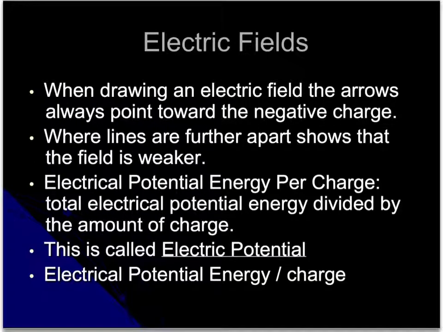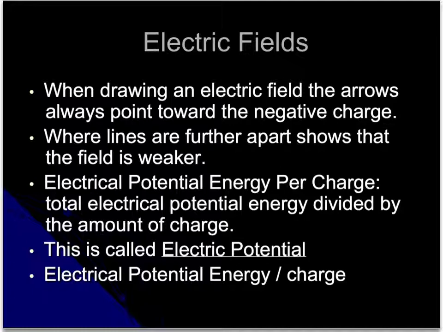When drawing an electric field, the arrows always point towards the negative charge. Your arrows always point towards the negative charge. Where lines are further apart shows the field is weaker. So the further away, and I'm going to draw you pictures of this on Friday.